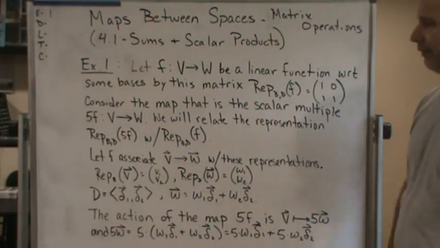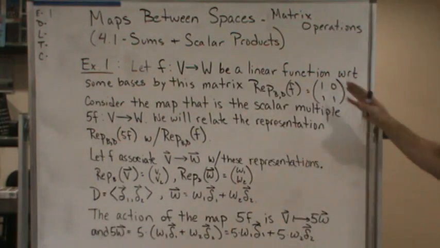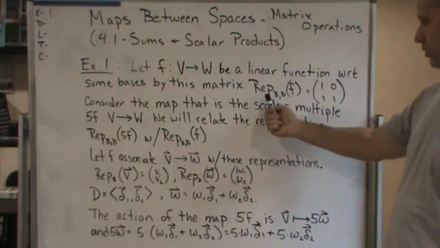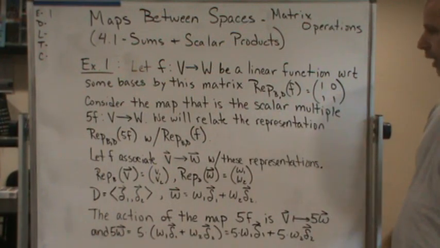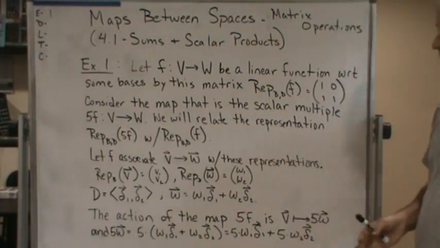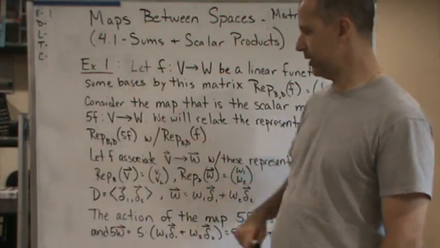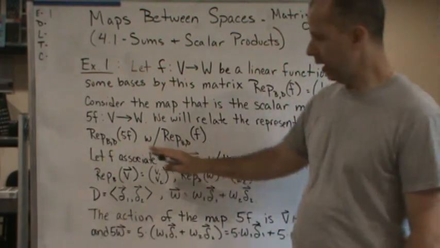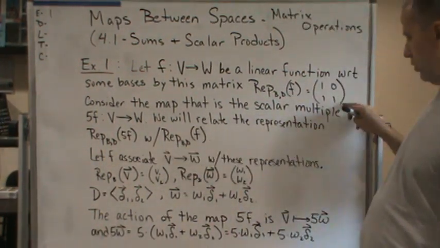In this example, we have a function, a mapping from vector space V to W. Let that be a linear function with respect to some bases given by this matrix. So here's our representation matrix: 1, 0, 1, 1. And now we're going to consider the map that is a scalar multiple, which we'll call 5f. So it also maps from V to W, and we're going to relate the representation of this with this.